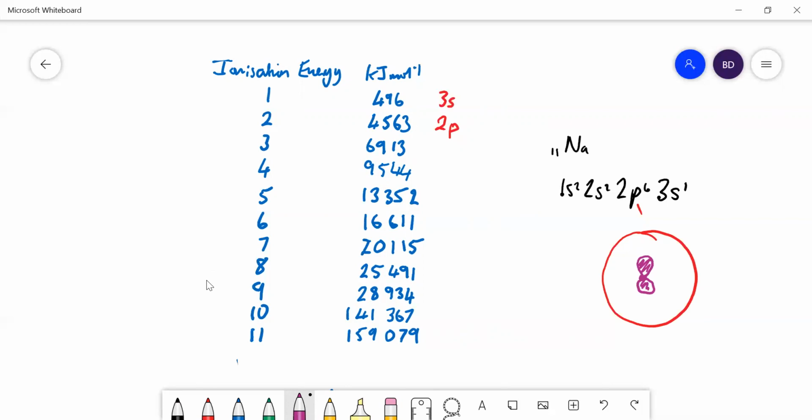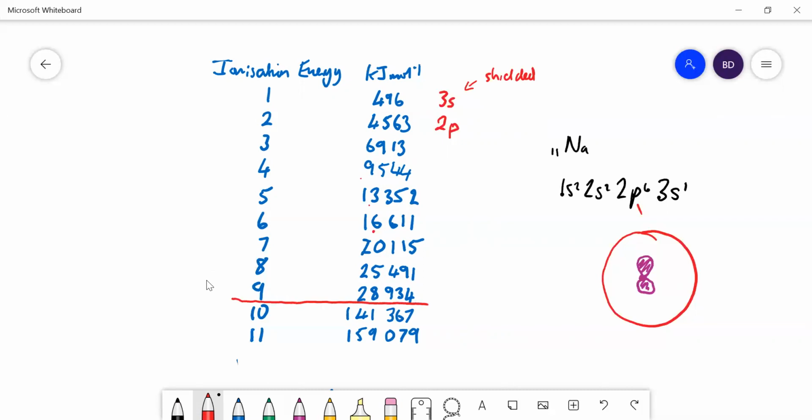Also, we've got to remember that this 3s electron is going to be shielded, won't it? It will be shielded from the pull of the nucleus by all the electrons in the second shell. So let's have a look at the third ionization energy. Now these are all fairly modest increases. It goes from 4,005 to 6,000. It doesn't go up loads. 9,000, 13,000, 16,000, 20,000, 25,000, 28,000. But look here, we get a really big jump here as well.